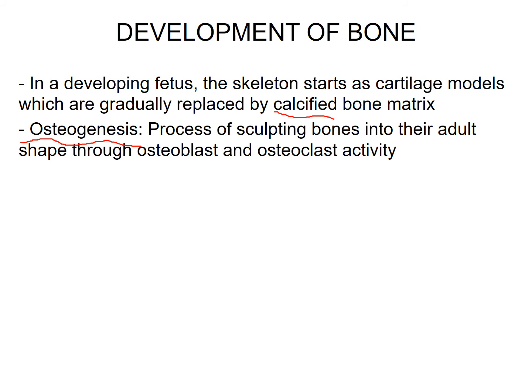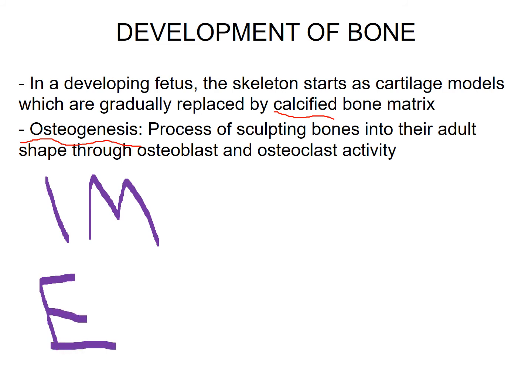So for the next few slides, we're going to talk about the 2 types of ossification or calcification that occur. One is called intramembranous ossification, or we shorten that as IM ossification. And then another one is called endochondral ossification. Usually that's not shortened, but I'm shortening it, calling it EC ossification. So you'll see that on the next few slides. IM and endochondral ossification.